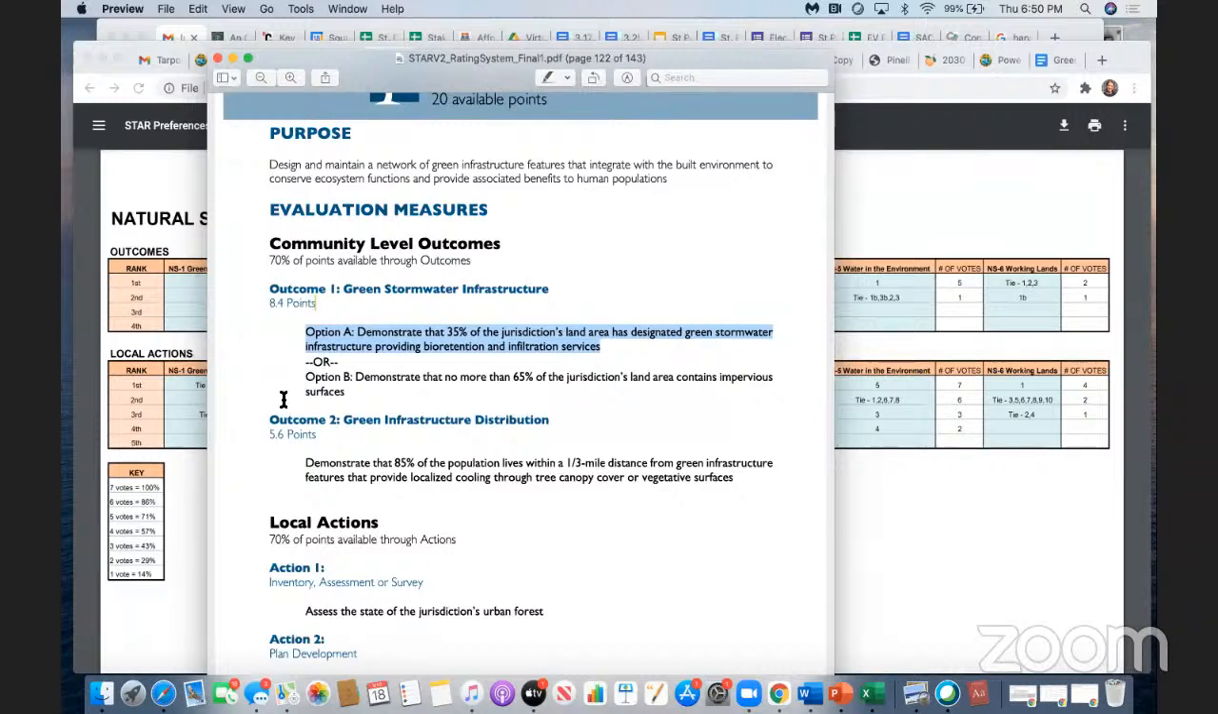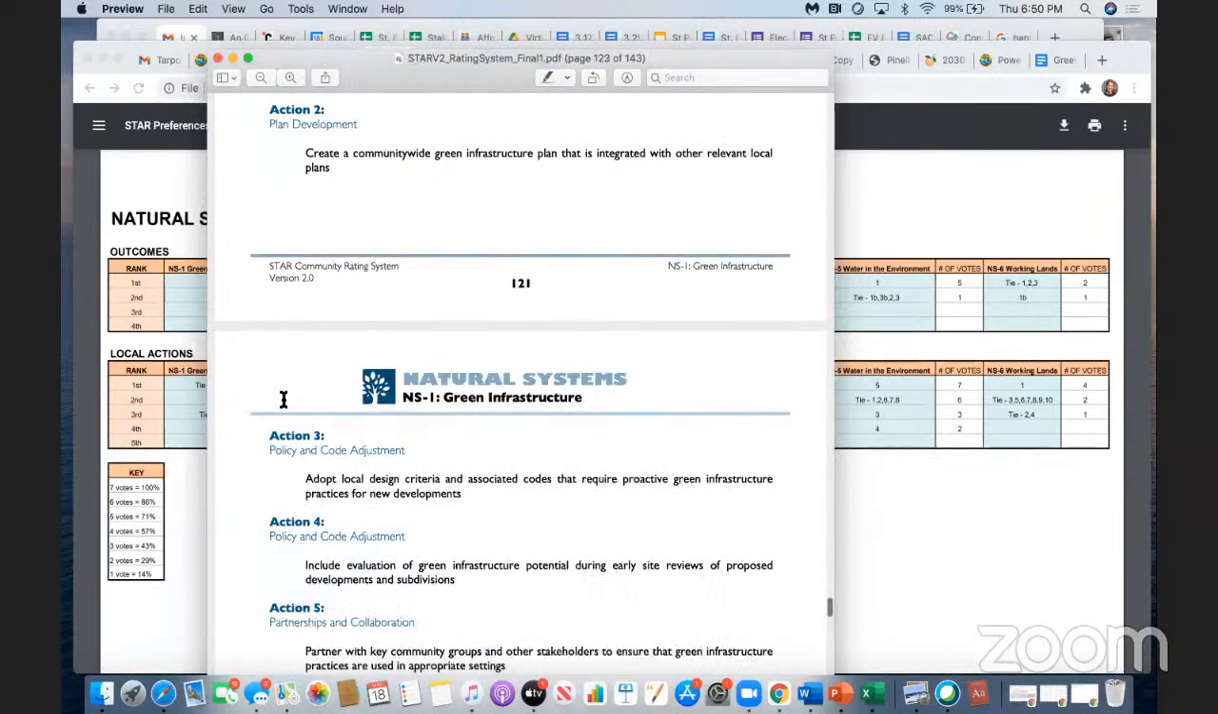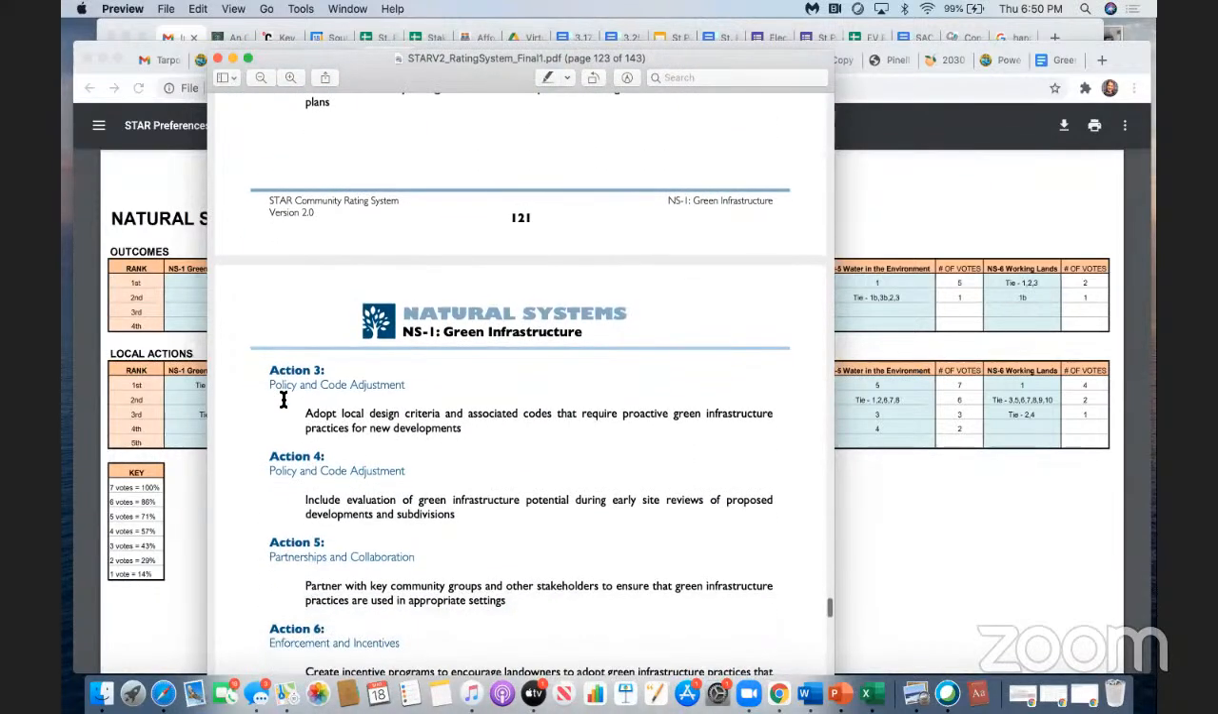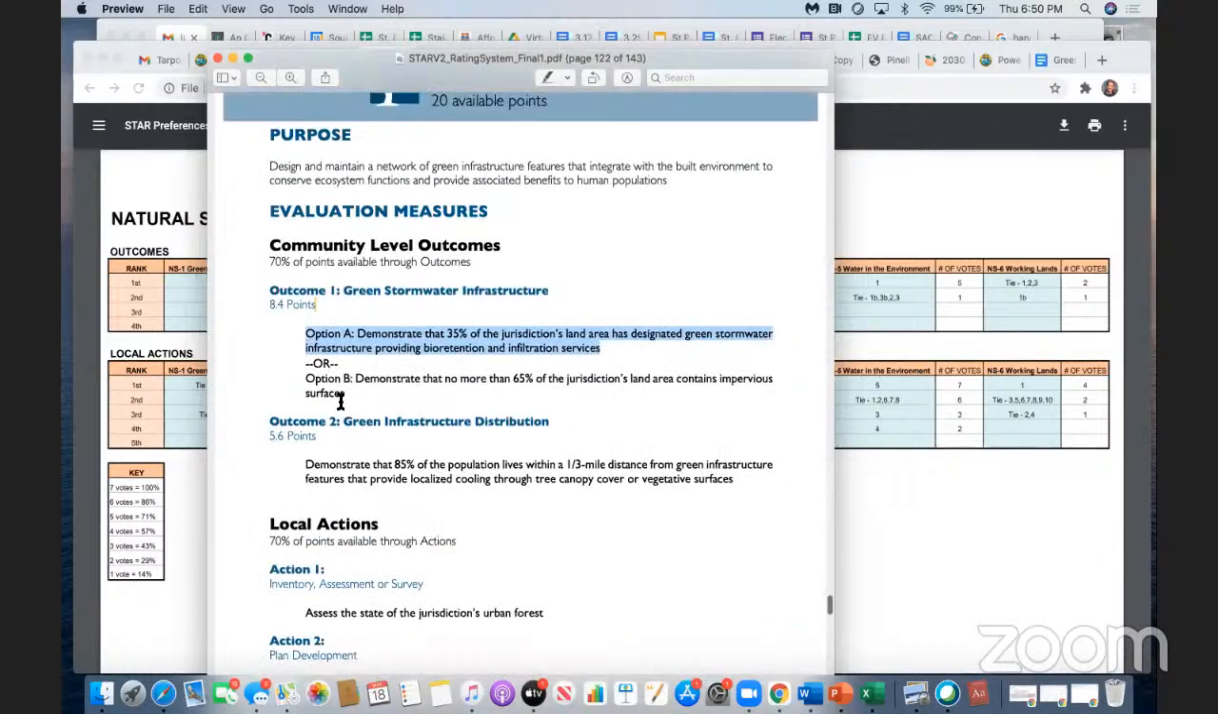The next item is natural systems number three. Could you say why you prefer A over B? Because I don't think we're anywhere near, like some cities are very heavily built out and have a whole lot of impervious surfaces. I don't think that our city is anywhere near that. That's my personal reason.